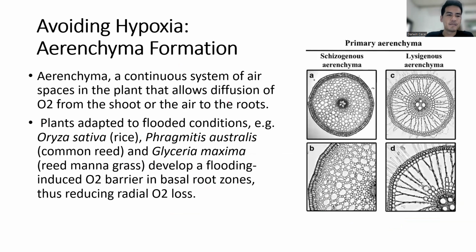Next. So, ito yung itsura ng ating aerenchyma formation. So, this is a strategy of plants for avoiding hypoxia, during the hypoxia experienced by the plants. So, we have the schizogenous aerenchyma and the lysigenous aerenchyma. Kapag sinabi nating schizogenous, bilog yung mga structure. Okay?